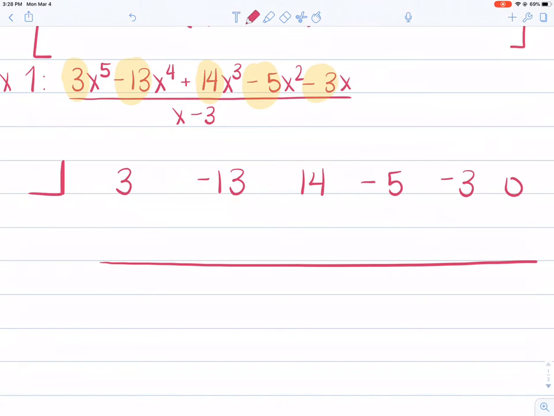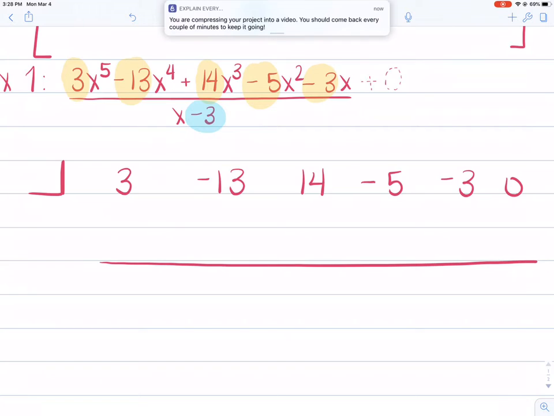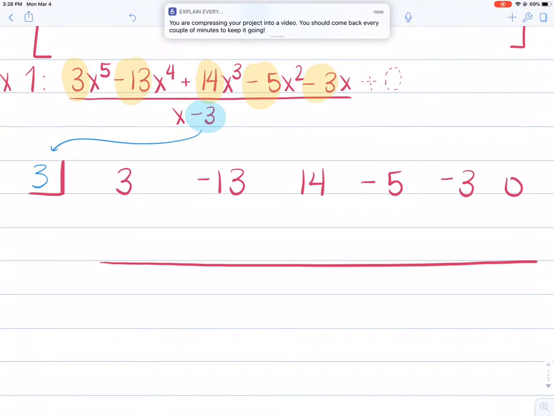You'll notice in the last place I have a 0 over on the right hand side of your screen. That 0 is there because I have no constant. So essentially you could write this as plus 0. You do need to fill in the placeholders for synthetic division. If there's a term missing, then you need to write 0 as a placeholder. Now in my box is going to be this number but the opposite sign. So it's x minus 3, but in my box I want positive 3 because it has to be the opposite. Okay?